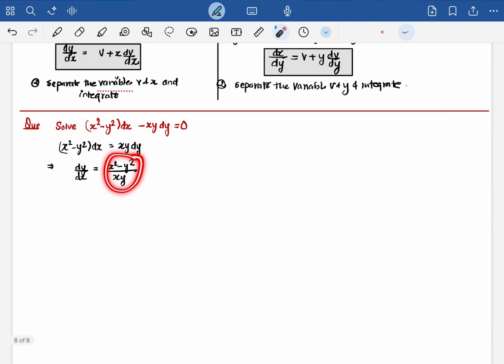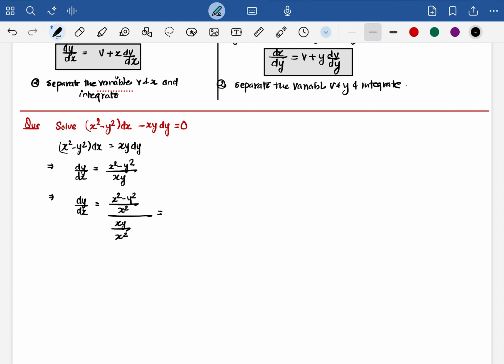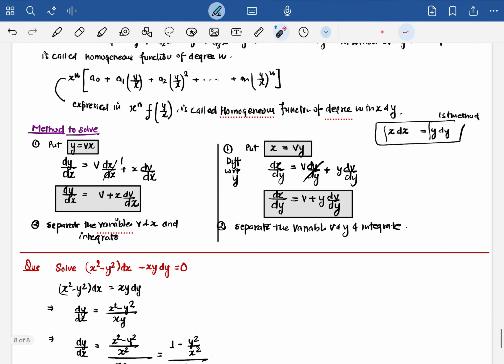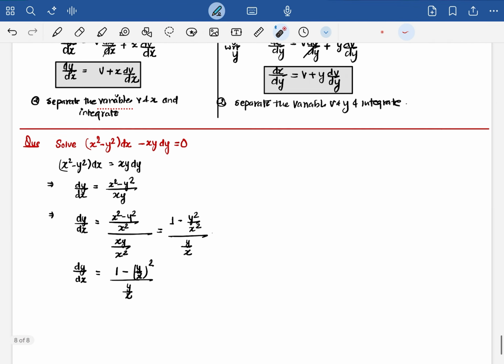If you clearly look at this, can we change this form into homogeneous? Is it homogeneous or not? Let us say we divide the whole numerator and denominator by x square. So what's your answer? Can we say 1 minus y square by x square, and this is y by x. So now dy by dx has changed into (1 minus (y by x) whole square) divided by y by x. Now this is a homogeneous function, okay, because we just converted it, and it can be written like this.